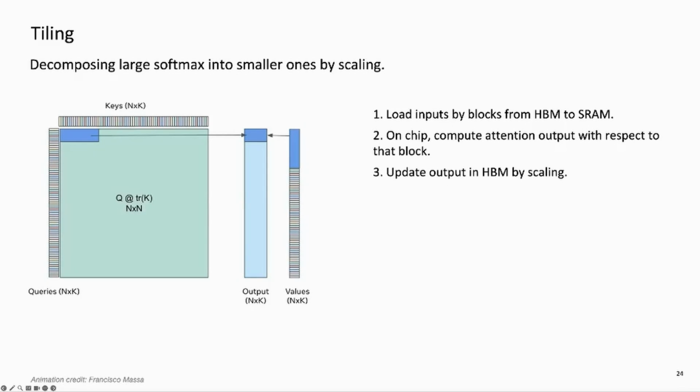So here's the overview. You load inputs block by block from HBM to SRAM, and then on chip you compute attention with respect to that block, and you update the output in HBM by scaling. Here's an animation, thanks to credit to Francisco Massa, who made it. I'm showing the queries on the left, the keys at the top, the values on the right, and the outputs are on the right. Conceptually we operate block by block, but we don't write down this big n by n matrix in the middle. So here's how we proceed. We move from left to right.